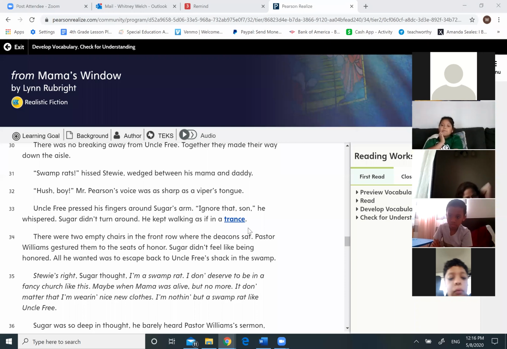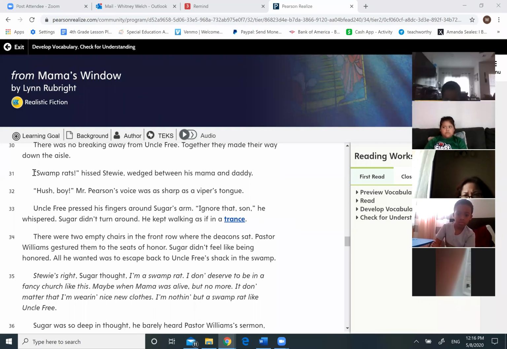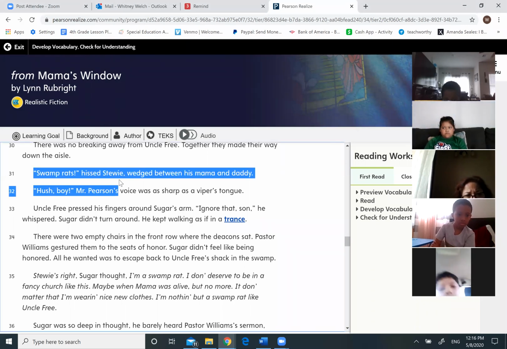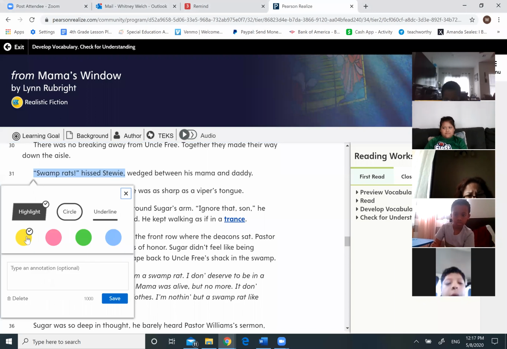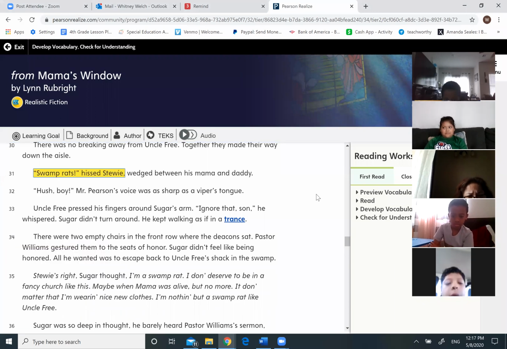What does that word mean, trance? It's if you're in some deep spell. Like you're under a spell, right? Like you're so focused, nothing around you can mess with you, right? It's a dream-like state. Good job. So as he's going down the aisle in the church to the front, he is in a trance, trying to stay focused on going to the front and not worry about anything around him. Now look here, we have the little boy Stewie again, but notice what it says. It says, swamp rats, hissed Stewie. What do you think swamp rats mean?